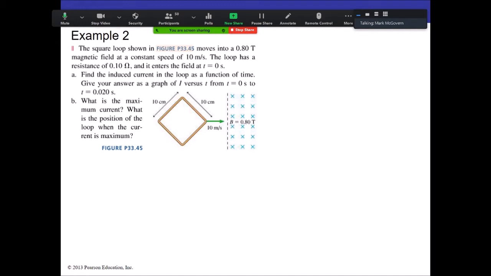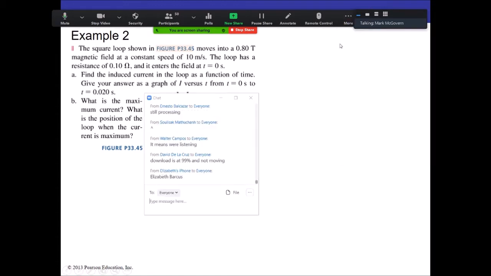Now, this problem is a little bit harder for a couple of reasons. One, the geometry is a little different. We'll see that in a minute here. But also, the rate at which the area increases is not a constant. Because as you push this into the magnetic field, you include more and more of an area that's basically a triangle. And the rate at which that area increases will go up and up and up until you get to the middle. That reaches the maximum.